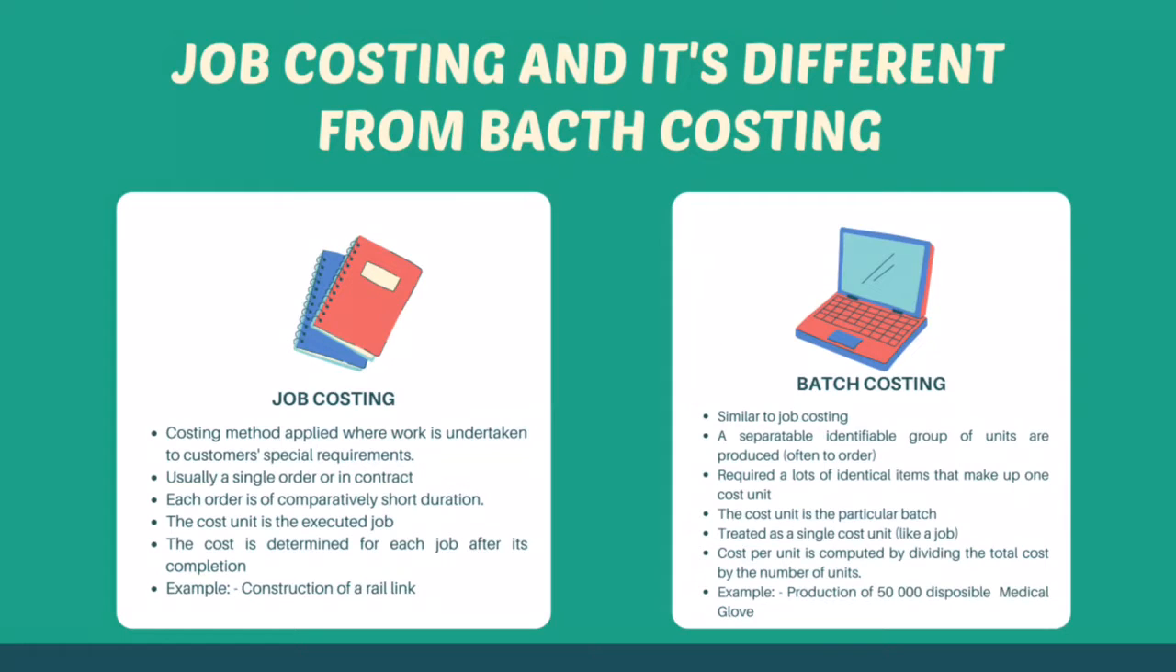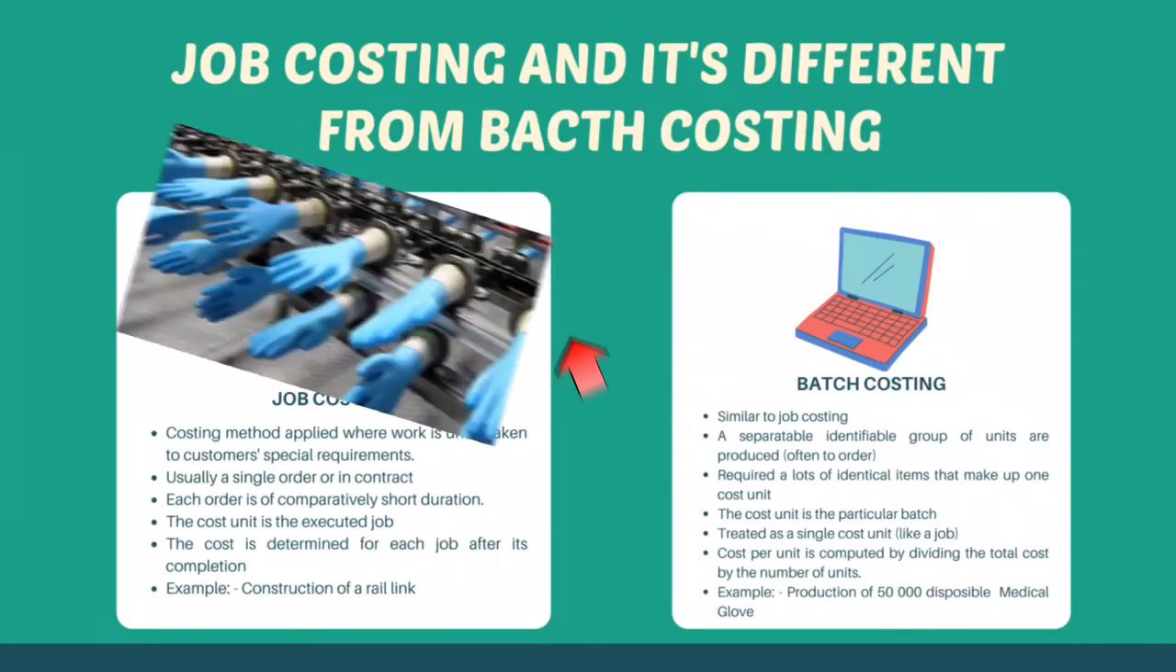Next, we move to batch costing. Batch costing is similar to job costing. It is a separable, identifiable group of units that are produced often to order. In batch costing, lots of identical items make up one cost unit. The cost unit is the particular batch, where it is reckoned as a single cost unit like a job. The cost per unit is computed by dividing the total cost by the number of units. One of the examples that we can give is the production of 50,000 disposable medical gloves.